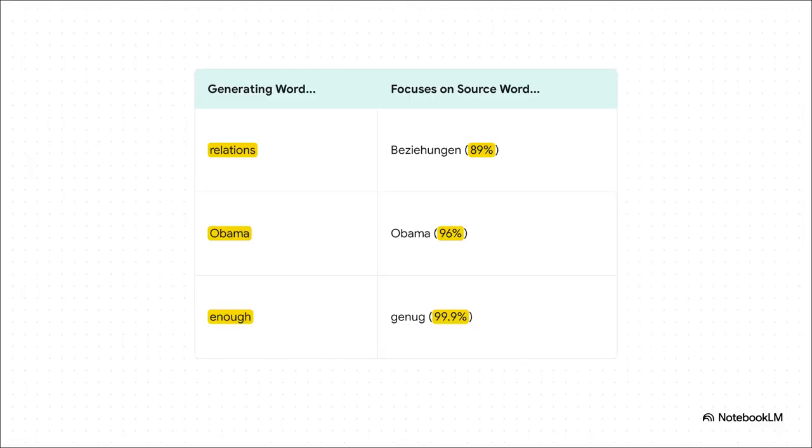And this is what that attention actually looks like. Basically, as the decoder is writing each new word, it's allowed to look back at the original sentence and pay attention to the most important words for what it's trying to say right now. So when it's about to write the word relations, you can see it's putting 89% of its focus on the German word Beziehungen. When it gets to Obama, boom, 96% focus on Obama. It's pretty amazing, right? It's like it's mimicking how a human translator's eyes would jump back and forth between the two versions of the text.